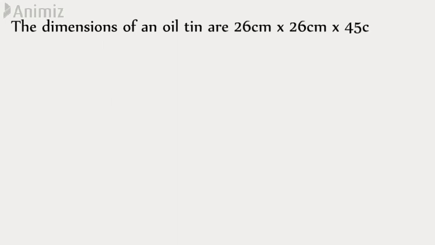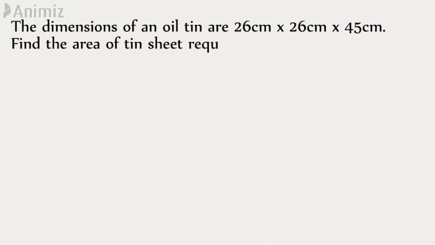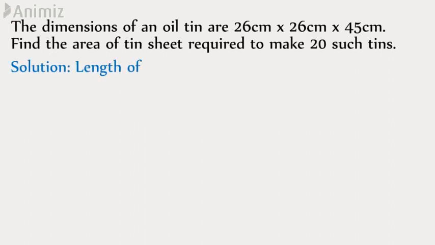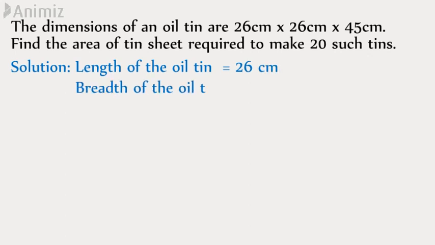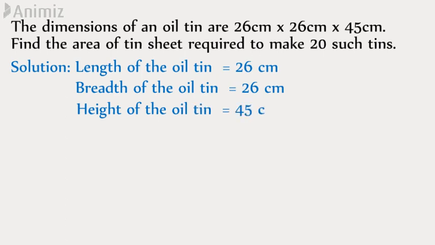Let's take an example. The dimensions of an oil tin are 26 cm into 26 cm into 45 cm. Find the area of tin sheet required to make 20 such tins. From the given measures, we conclude that the oil tin is a cuboid. From the given dimensions, we know that length of the oil tin is 26 cm, breadth of the oil tin is 26 cm and height of the oil tin is 45 cm.